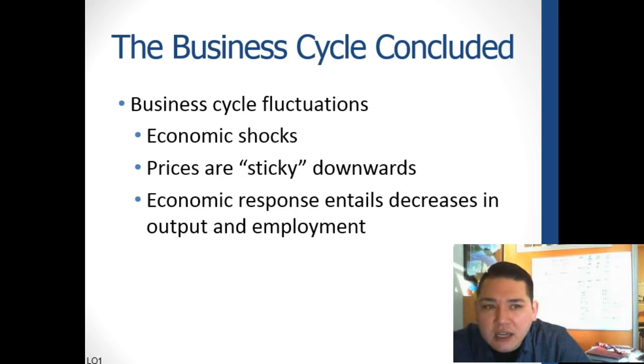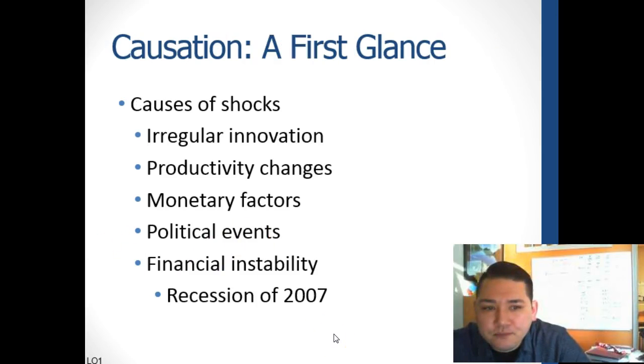Right? These shocks are irregular innovation, productivity changes, monetary factors, political events, and financial instability, all of which led to the recession of 2007, right? Major innovations may trigger new investment and/or consumption spending, but these occur irregularly and unexpectedly and may contribute to the variability of economic activity. Examples include the computer and the internet.